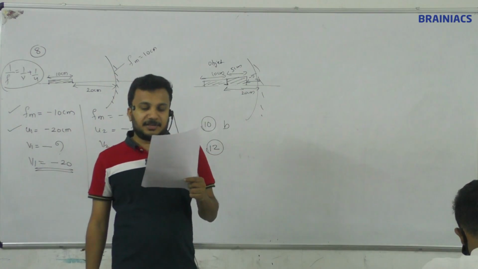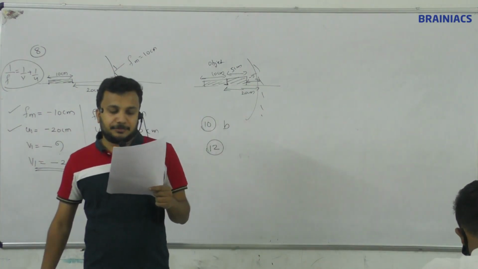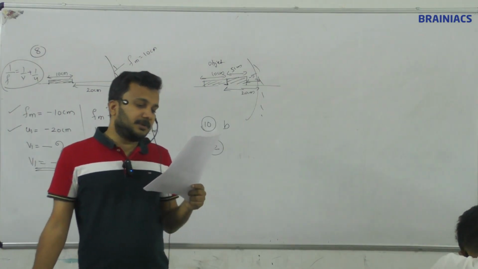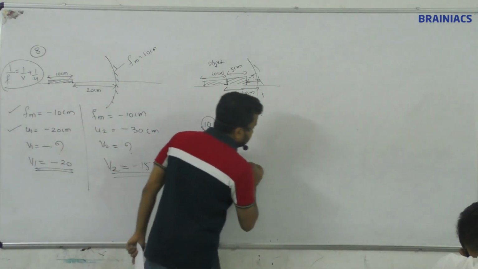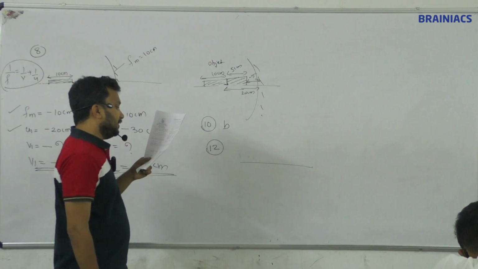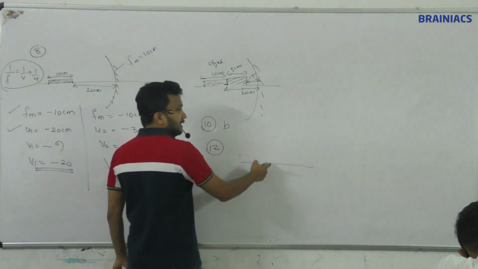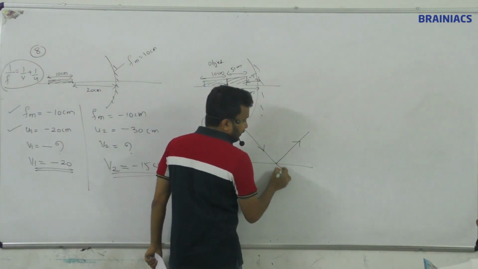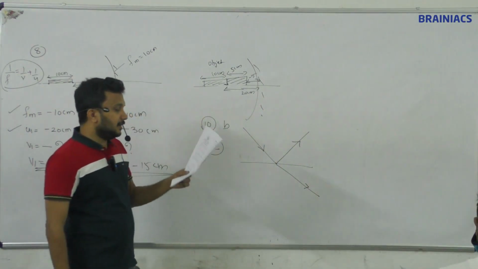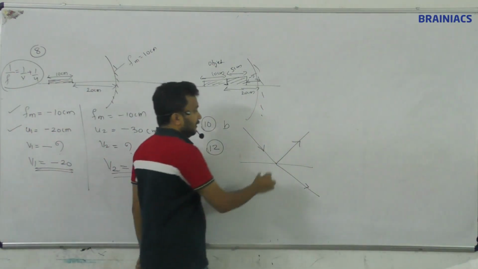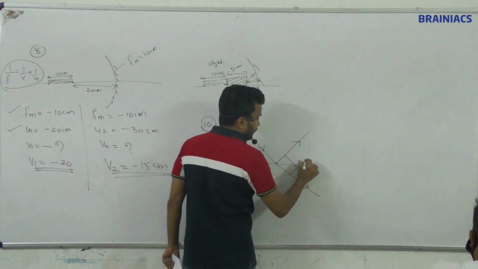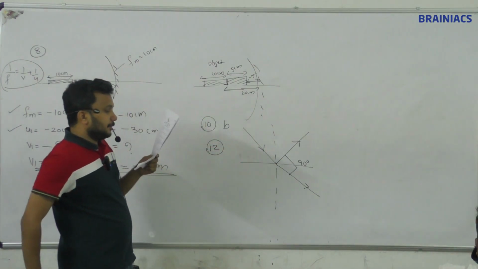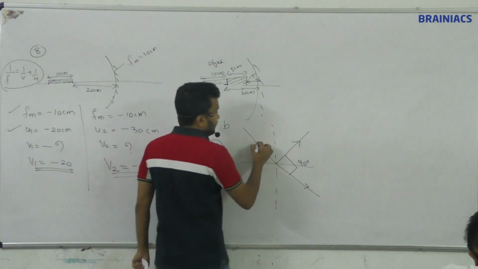12th: a ray of light falls on a transparent glass slab of refractive index 1.62. If the reflected ray and the refracted ray are mutually perpendicular, then the angle of incidence is? So a ray of light falls on a transparent glass slab; one ray is reflected and another is refracted. The angle between the refracted and the reflected ray is 90 degrees. What are they asking? The angle of incidence. So this angle I has to be found out.